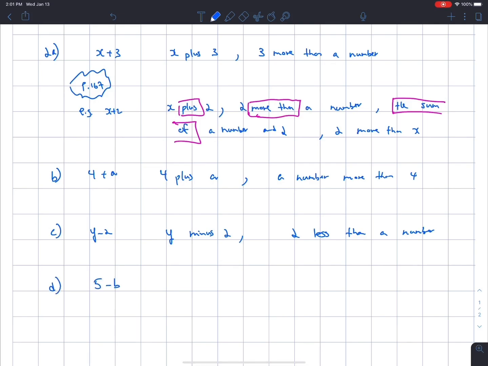D, 5 minus b. So 5 minus b, very easy one. And then a number less than 5. So we can always use the phrase a number to represent the variable. In this case, it's just b. A number less than 5.